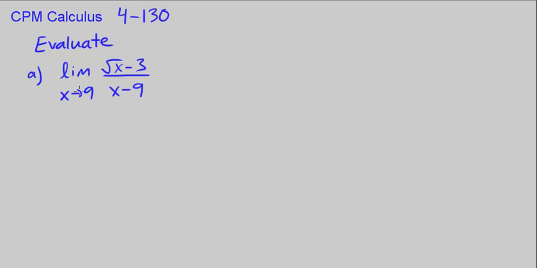When we're given a limit as x approaches some constant, the first thing to do is to plug it in and see what happens. So this is just square root of 9 minus 3 over 9 minus 9, right? This is just 3 minus 3 over 9 minus 9, which is 0 over 0.